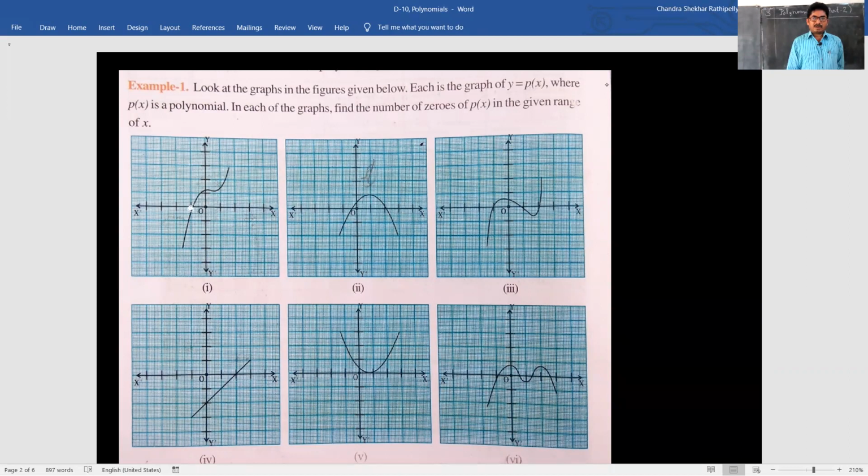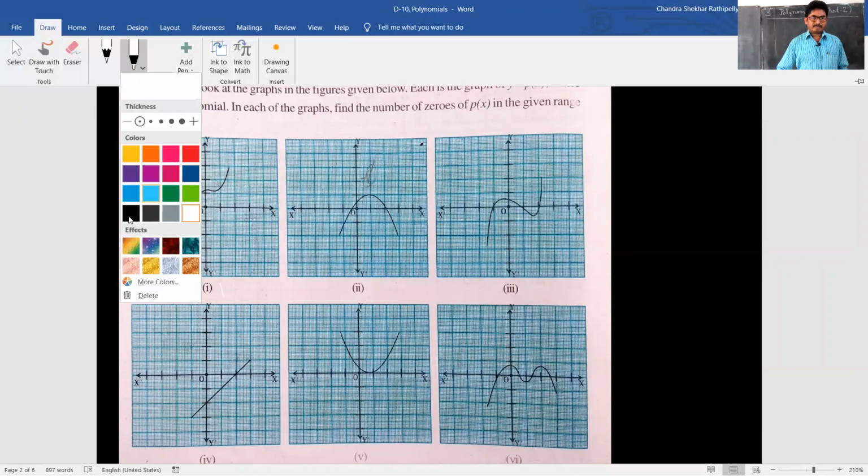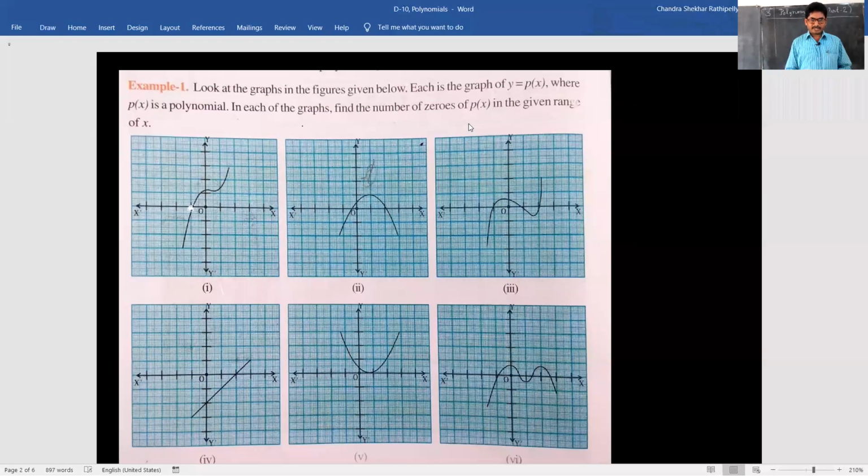Children, how many zeros does it have? 1. Okay, 1, right. So in the second, 2, yes, second one. In the first graph, it cuts in one place only. That's why it has 1 zero. So the third graph, how many zeros? 3, sir. Yes, 3.